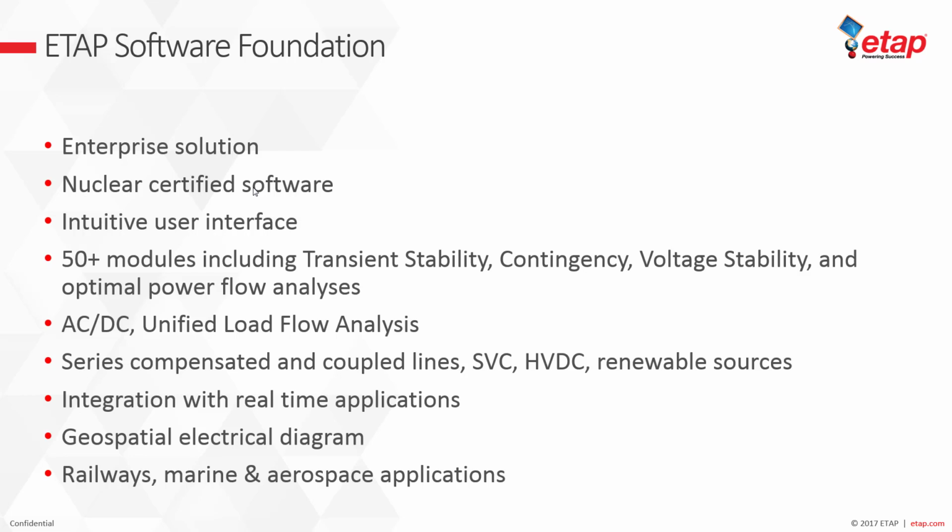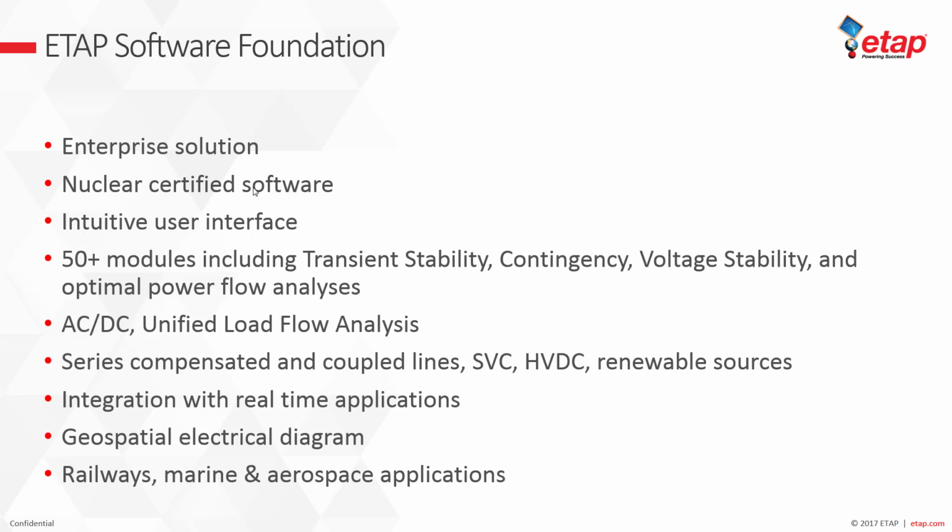ETAP supports AC and DC systems and unified load flow analysis. This actually is a great feature for modeling the new generations of microgrids and renewable energy resources, which integrate into the DC and then from DC to AC systems. ETAP supports series compensated and coupled lines, static VAR compensators, high voltage DC transmission systems, and renewable resources such as wind and solar.